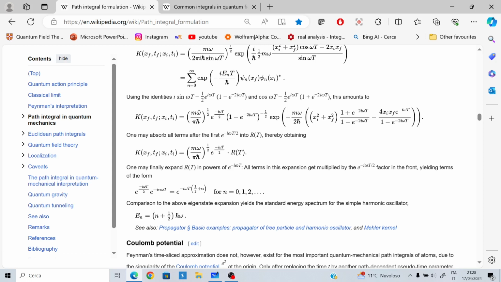So if you compare the arguments of the two exponentials, what you get is this identity, E sub n equal to n plus 1 half h bar omega, which is the expression for the energy spectrum of the quantum harmonic oscillator.